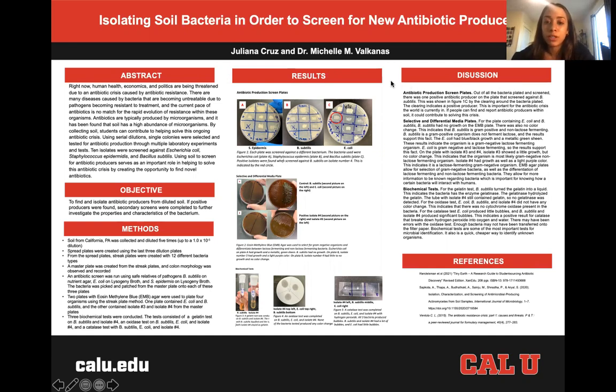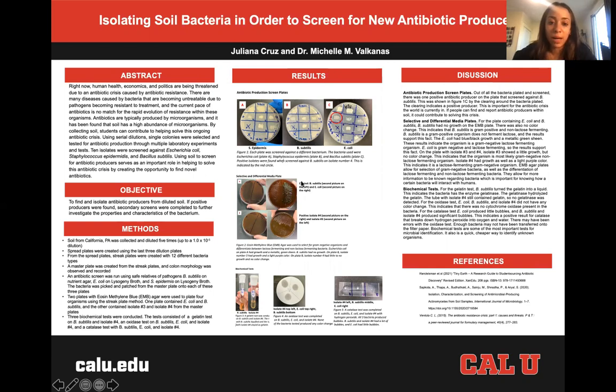If you direct your attention to my results, first off, we have the antibiotic production screen plates. Out of all the bacteria plated and screened, there was only 1 positive antibiotic producer, on the plate that screened against B. subtilis. You can see I have it circled in red, and you can tell by the clearing around the bacteria plated. A clearing around a bacterium indicates a positive antibiotic producer.